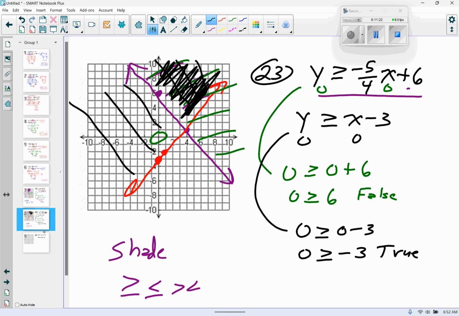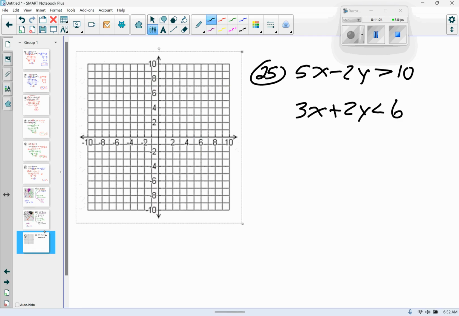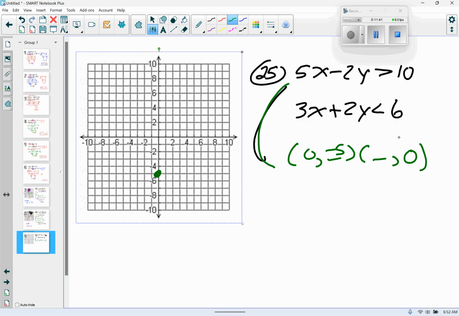And the last question. This is going to be cover method. So let's bring this one down. So I'm going to get 0, comma, blank, blank, comma, 0. So cover up the x. Negative 2 times what number gives me positive 10? That'd be negative 5. So 0, negative 5 is down here. Plug 0 in for the y. 5 times what gives me 10? That's going to be 2. So I get 2, 0. This is going to be a dotted line because it doesn't have the equal sign.